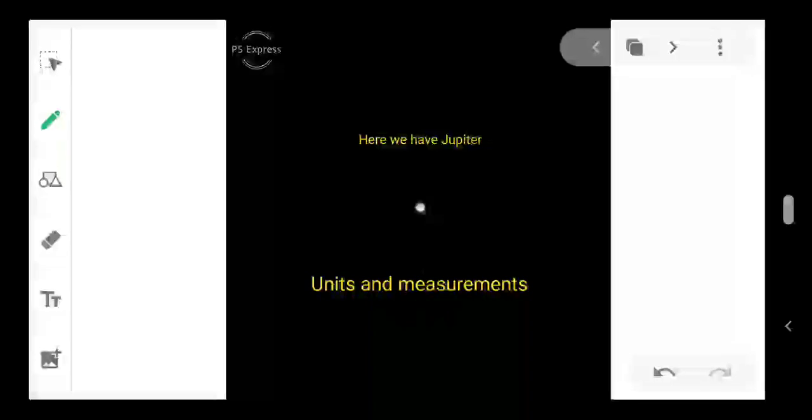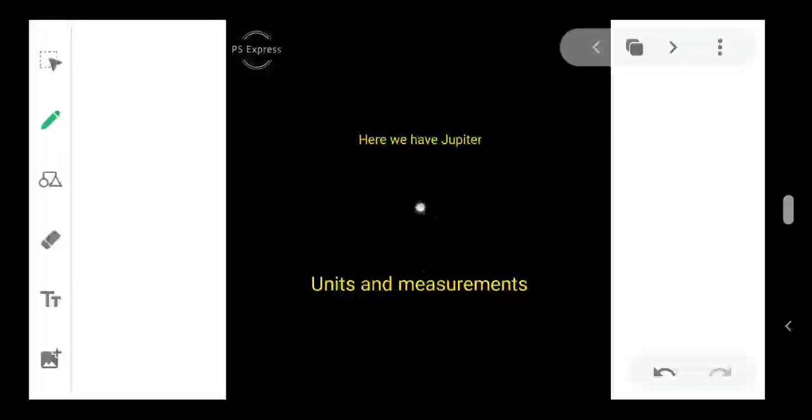Hello everyone. Today our class will be based on the unit and measurement chapter. Whatever you are seeing right now, this is Jupiter taken by my camera. So why am I discussing this chapter?